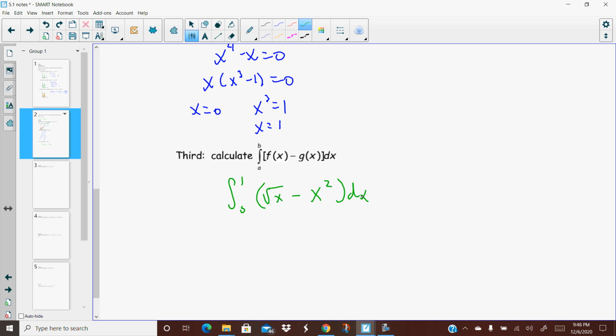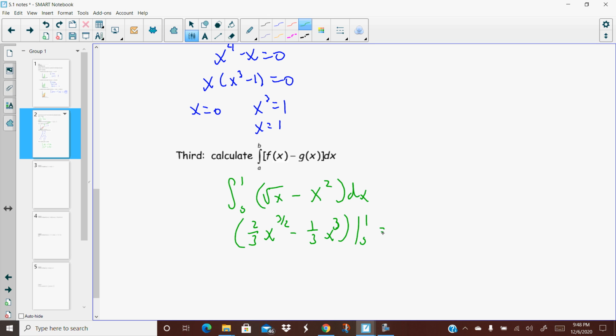Okay, and then we'll go ahead and take antiderivatives. So the antiderivative of square root of x, x to the 1/2 becomes x to the 3/2, and then multiply by the reciprocal 2/3, minus the antiderivative of x squared, which is 1/3 x cubed, evaluated from 0 to 1.